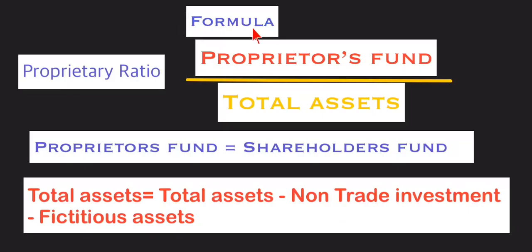Now the formula of proprietary ratio is what? Proprietor's fund upon total assets. Because we are calculating what is the percentage or proportion of owner's fund in total assets. What is the proportion of owner's fund or proprietor's fund in total assets? So that's why it is proprietor's fund upon total assets.